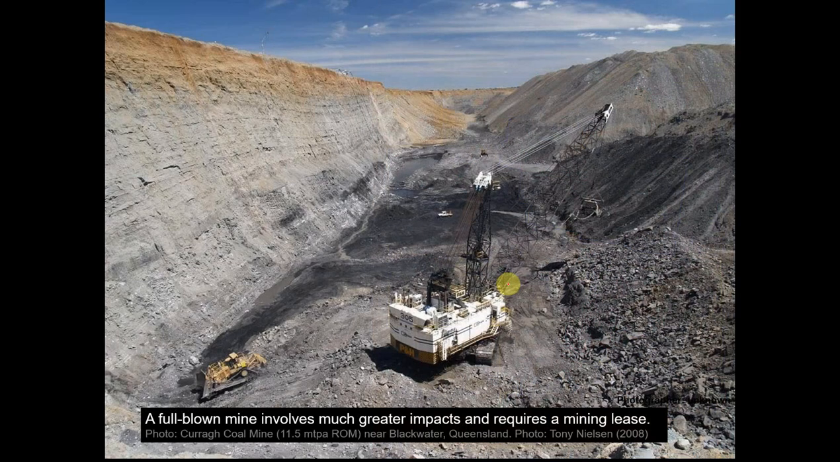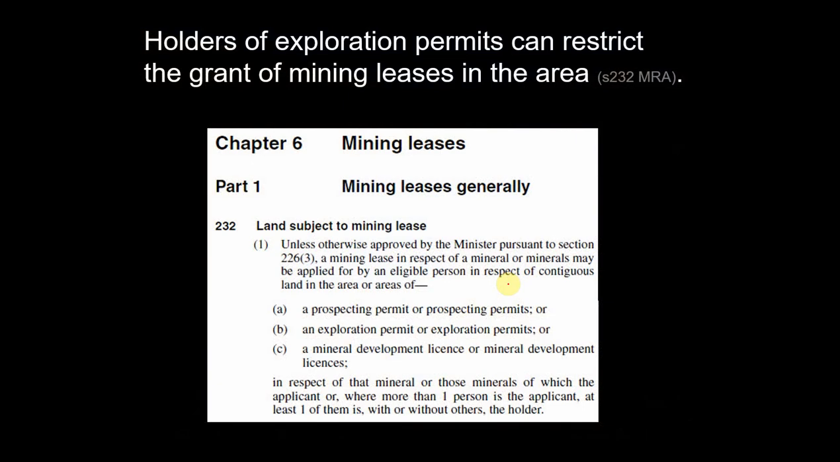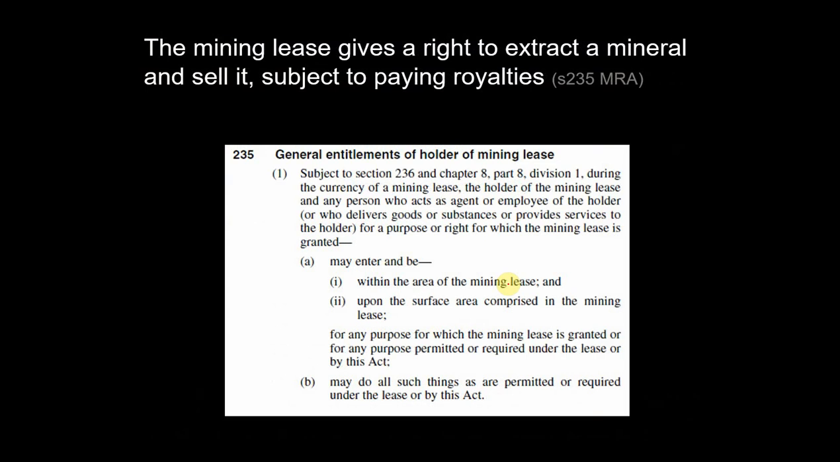This is an open cut coal pit in another mine, not the New Acland mine. This one is near Blackwater in central Queensland, the Curragh coal mine. And the tenure that we go on to from an MDL is a mining lease. And to do this sort of operation, to extract coal and then sell it, you require a mining lease. So holders of exploration permits can restrict the grant of mining leases in the area. So that's dealt with under the Mineral Resources Act. You don't need to know the details of it, just that the different tenures give you different rights. And if you go on to apply for a mining lease, that's the key tenure that you need to extract a significant amount of minerals for sale.